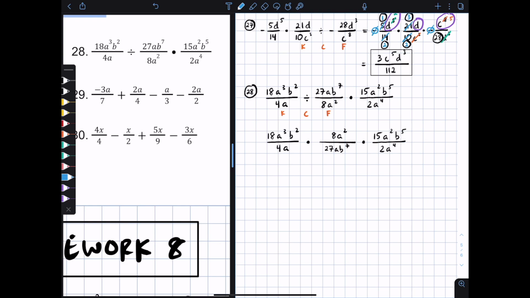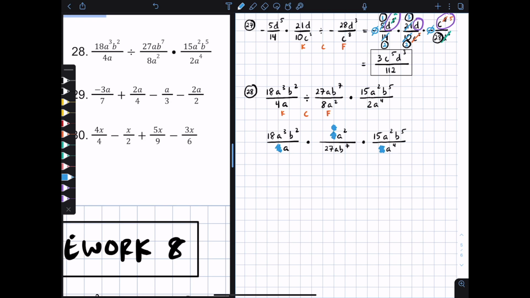Maybe I'll scribble some stuff out as I go too, a little better. So I'm gonna start with this 4 and 8. If you divide them both by 4, it's gonna be a 1 on bottom and a 2 on top. I'm not gonna write the 1 because 1 times everything stays the same. Actually, this 2 and this 2 cancel out completely, so those become 1s.